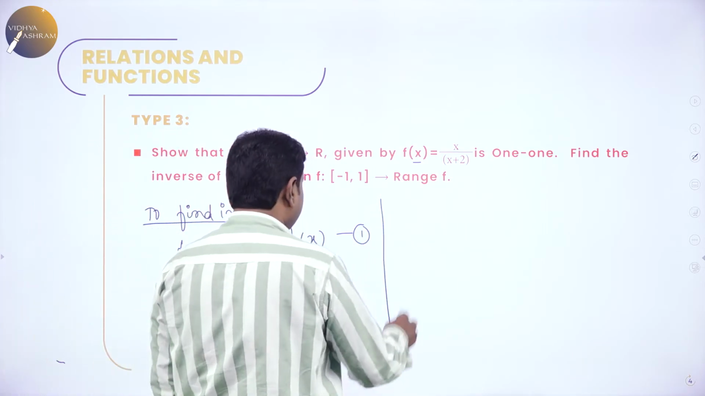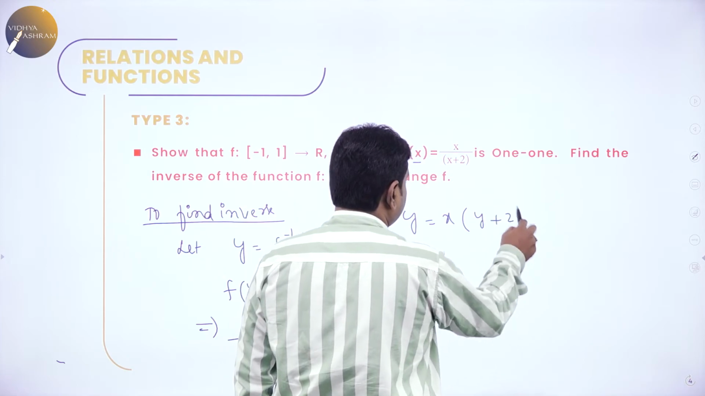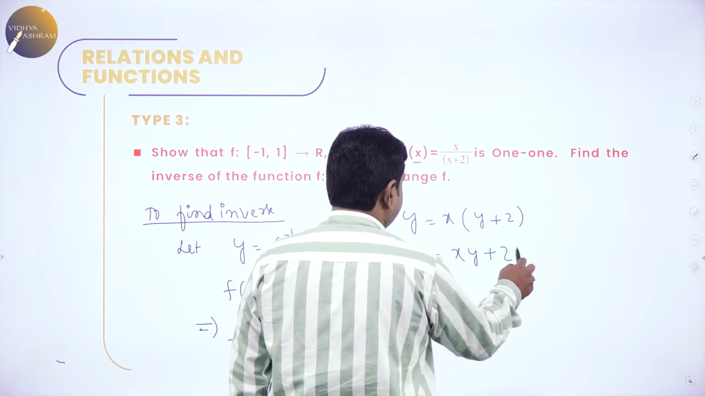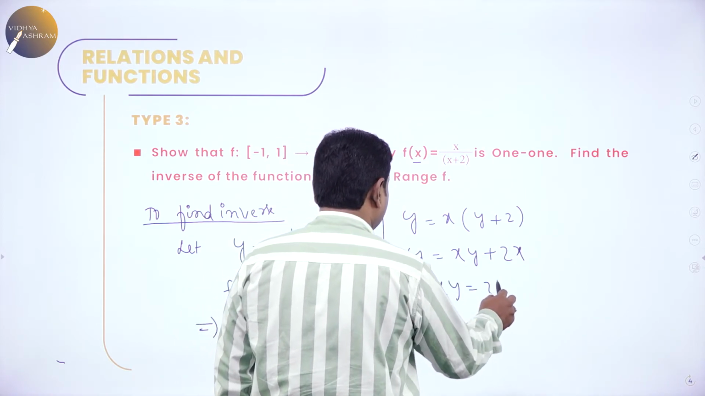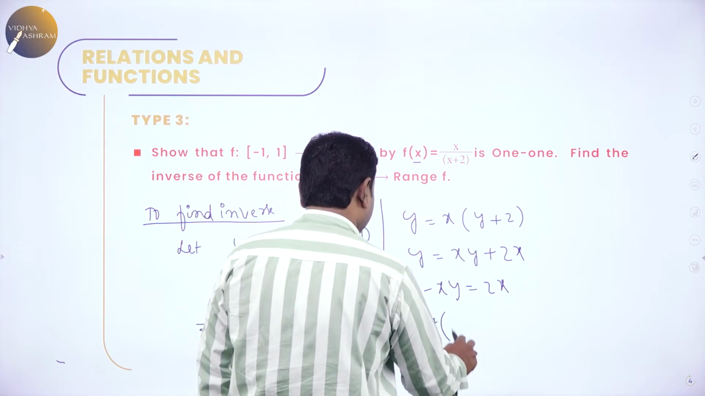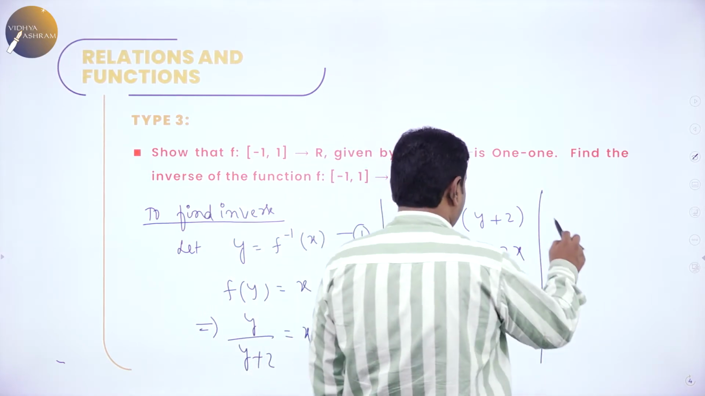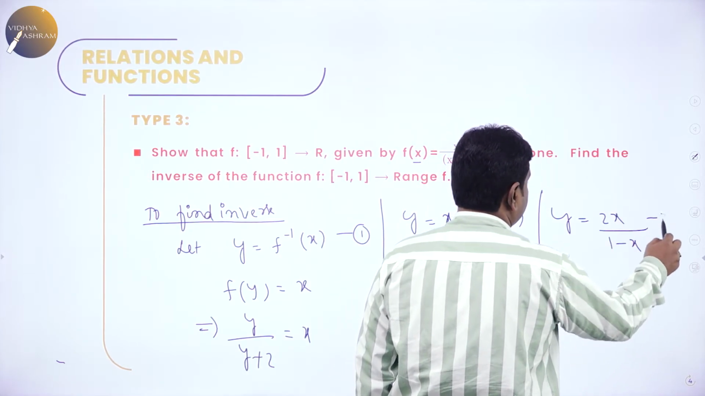Now multiply this. y is equal to x into y plus 2. Further simplify: xy plus 2x. Bring this to this side. y minus xy is equal to 2x, and take y common. So y into 1 minus x is equal to 2x. Further, what is y? 2x divided by 1 minus x. Call it equation 2.